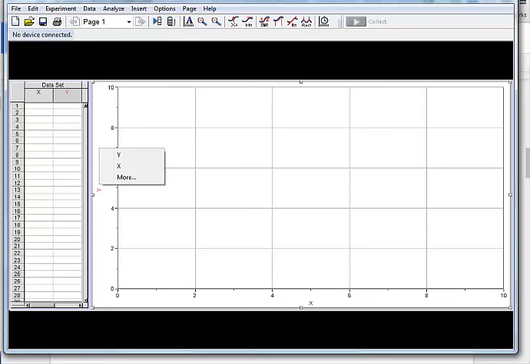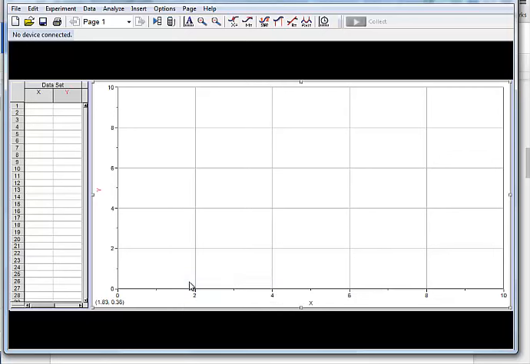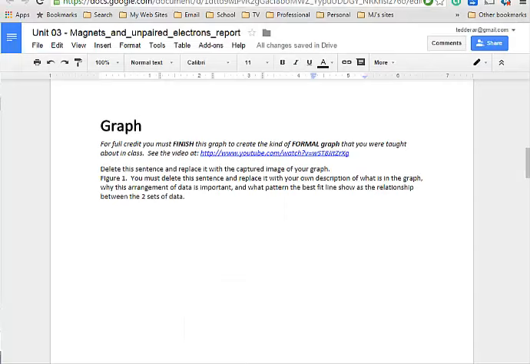There are a lot of ways to copy. You can go to Edit, Copy. You can right-click and say Copy. You can hit Control-C on your keyboard. I'm going to do it this way since I've already popped it up this way. I right-clicked and I'm going to click Copy, so I've copied the graph. Now I'm going to go back over to my Google document, and I've told you where to put the graph. It says, "Delete this sentence and replace it with a captured image of your graph." Please read.